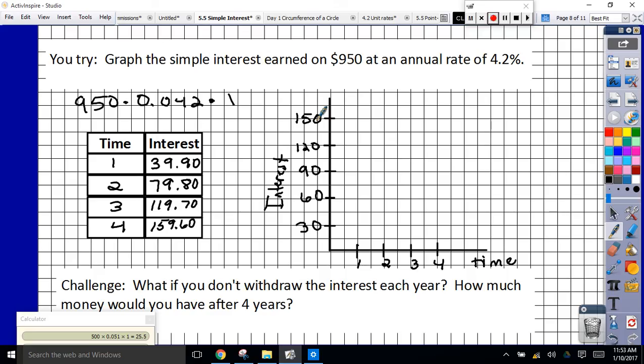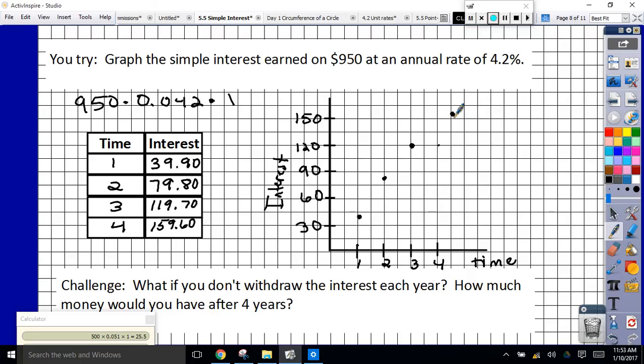All right, so for year one, my interest is $39.90, which is almost $40. So that's going to be like, let's see, this would be 30, 40, 50. It's going to be right about here, maybe. After 2 years, we're at almost $80, so that's going to be a little closer to the 90. After 3 years, we're at about $120, close to it. And after 4 years, we're slightly above $150, so almost to $160. So it's going to look roughly like that.